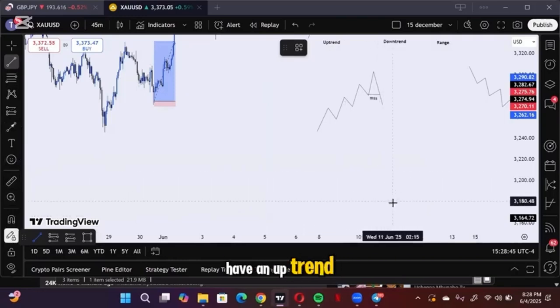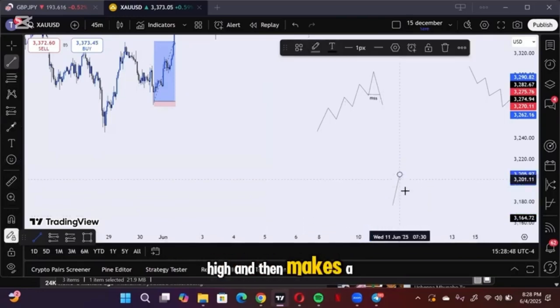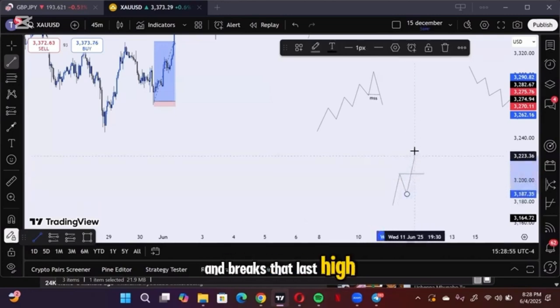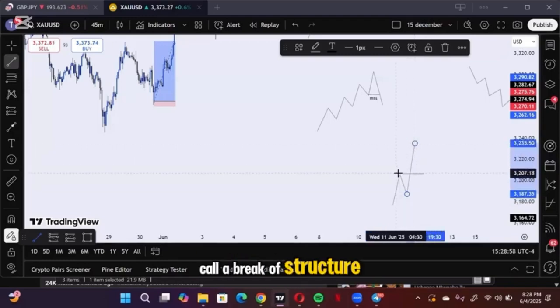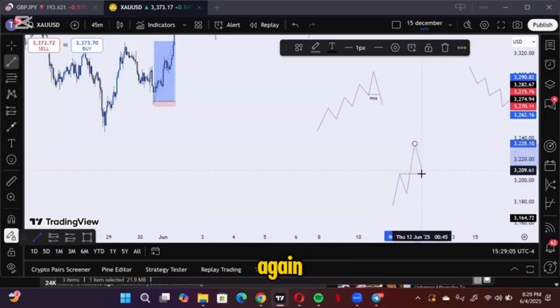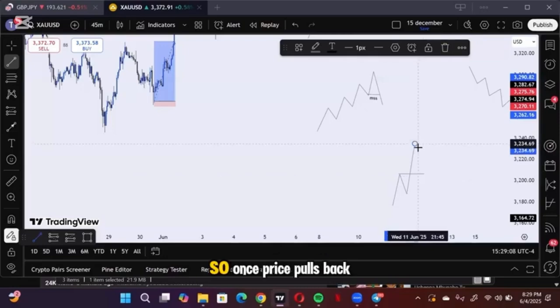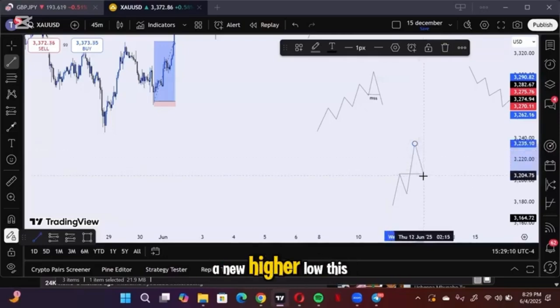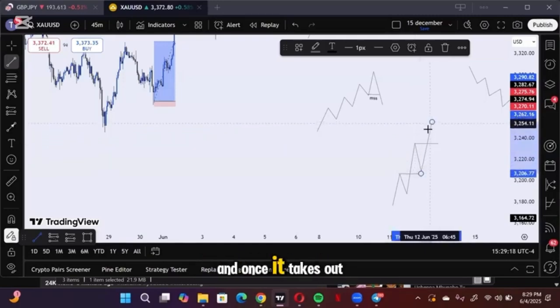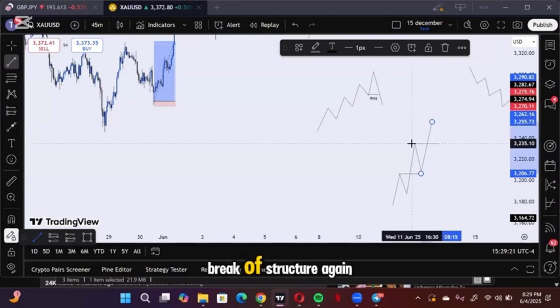If you have an uptrend, a market makes a higher high and then makes a higher low. This last high in the market is now a key level. So when price comes here and breaks that last high, this is what you call a break of structure. Once a break of structure occurs, it's giving you an intuition that price is going to pull back again, and then the uptrend is going to continue. So once price pulls back to make a new higher low, this high in the market becomes a new key level. It's expected for market to go up again and take out that high. And once it takes out that high, that's what you call a break of structure again.